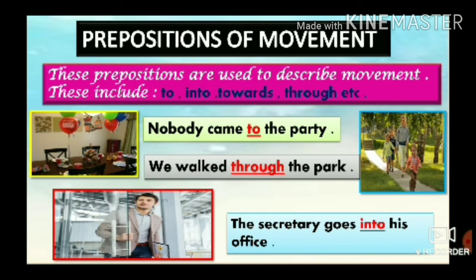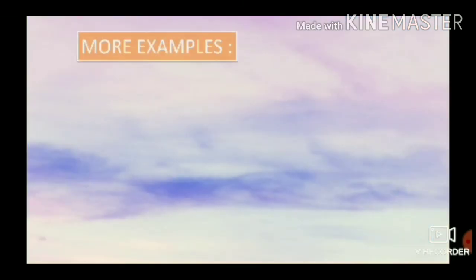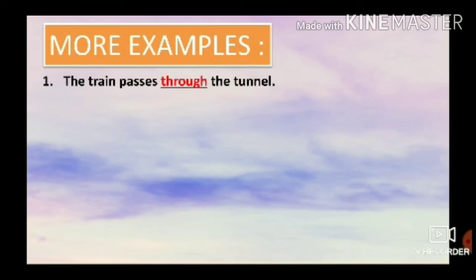Here, to, through and into are the words that come under the prepositions of movement. These prepositions show in which direction a thing or an event is happening. Let's see a few more examples. The train passes through the tunnel.